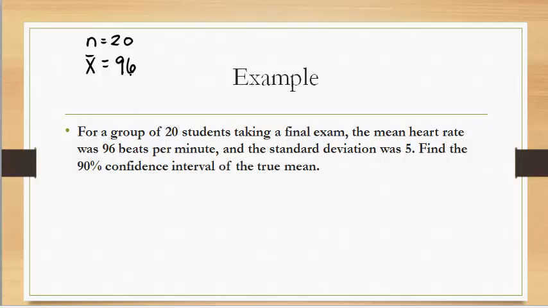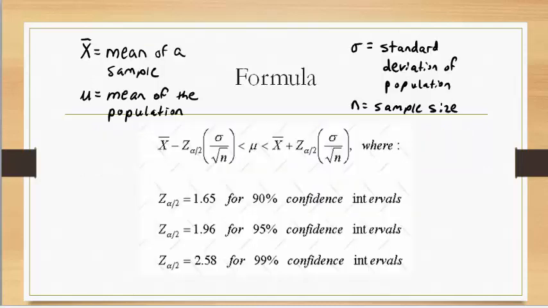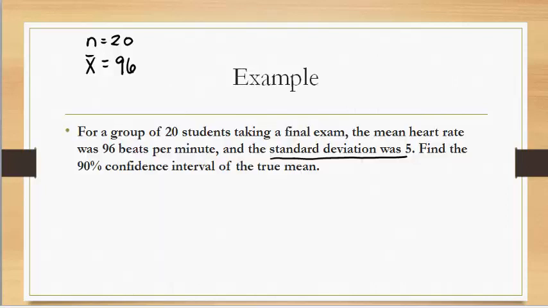Now, I want to be careful here. Remember that we need to be sure that we have the standard deviation of the population. Okay, so remember that our formula requires that we have that symbol, which stands for the standard deviation of the population. So, looking at this example, I don't think that's what we have.